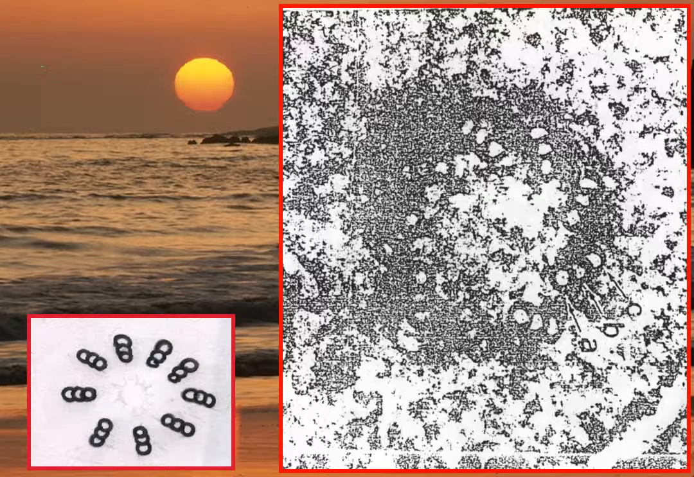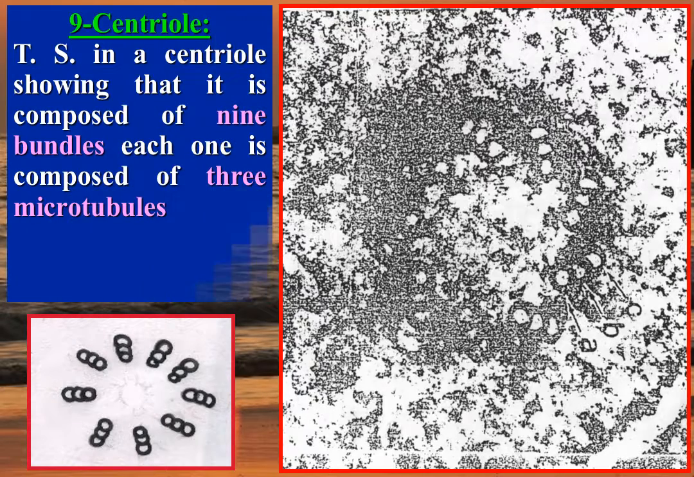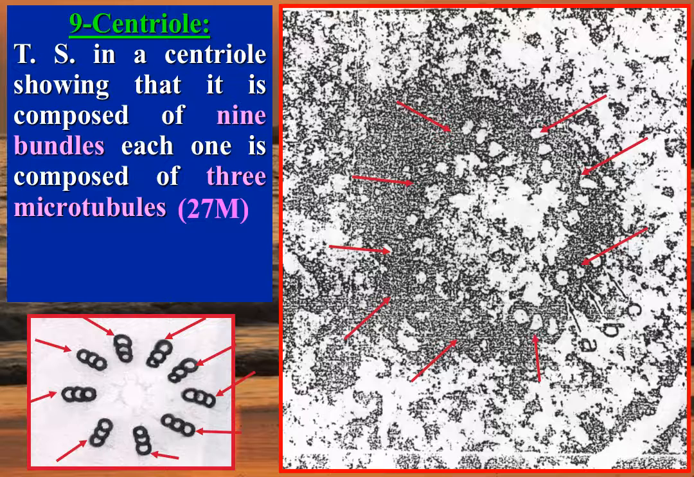Centrioles. There are a pair of centrioles appearing as two cylinders perpendicular to each other. By electron microscope, the wall of each centriole is made of 9 peripheral bundles of microtubules. Each bundle is formed of 3 fused microtubules, triplets. Thus, the wall is formed of 27 microtubules. The triplets are A, B, and C.